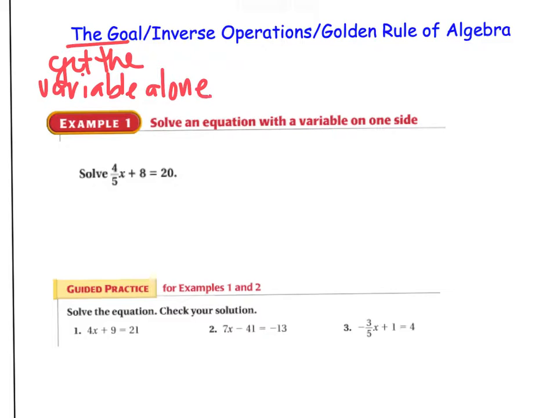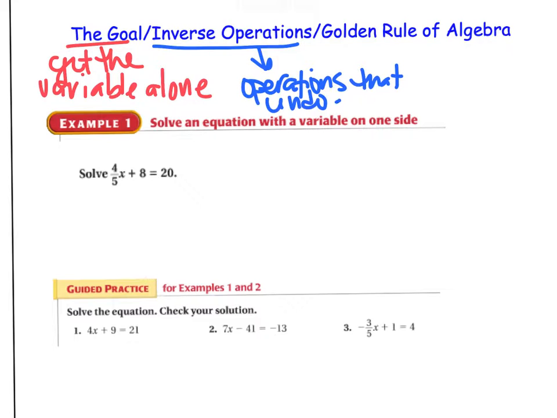Sometimes if you keep that in mind, it helps you solve these. So I'm going to write get the variable alone. Okay, well, how do we do that? We do that using inverse operations. Inverse operations are operations that undo each other. What do I mean by that? All right, this is what I mean.